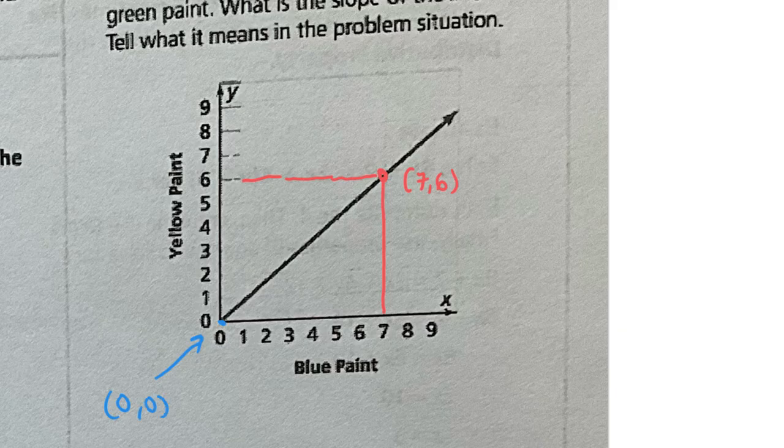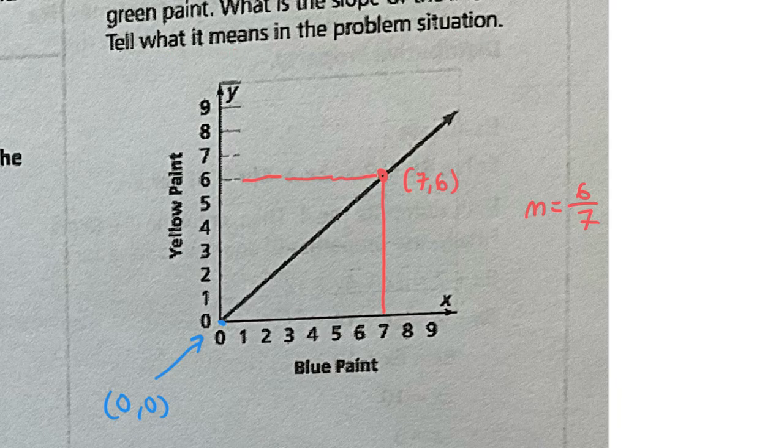Now, what that means is that the line is going 6 up and 7 over. And that means that the slope is going to be rise over run, right? So that would be 6 over 7. They ask, tell what it means in the problem situation.